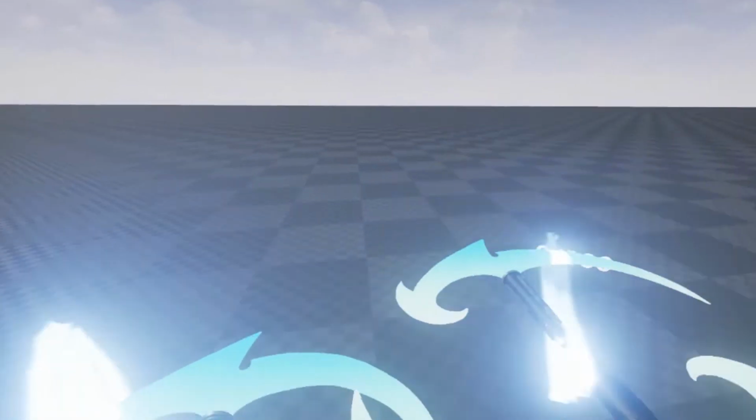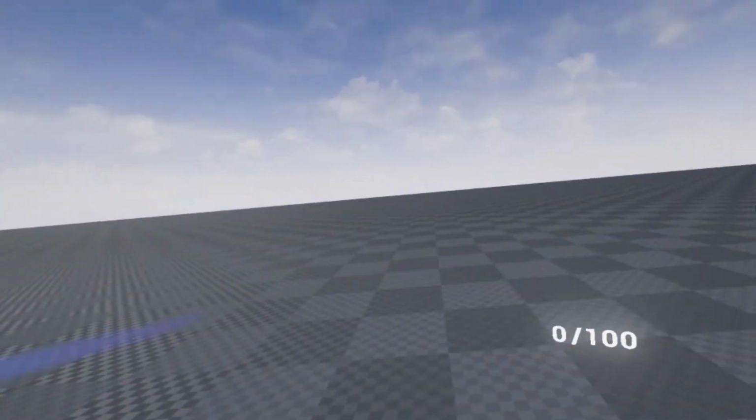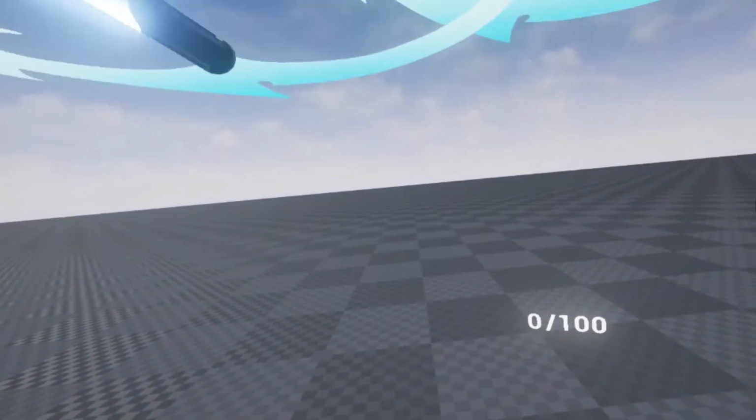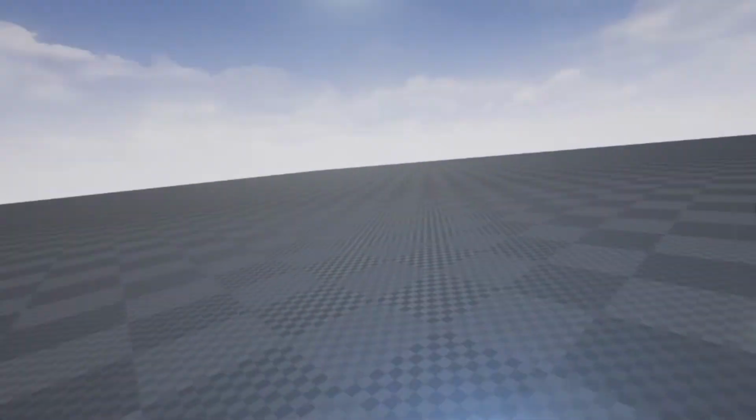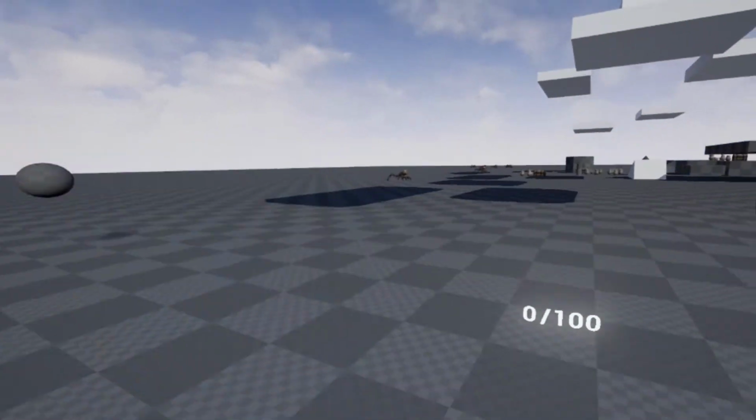It's still a rough prototype, but we took two-ish days to make some chain blades. I think we've got some spiders in here, Will, if you wanna show them.